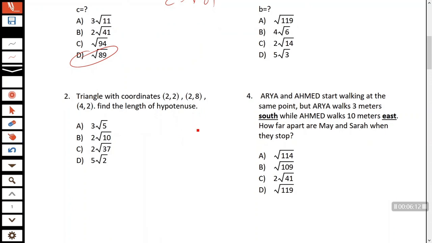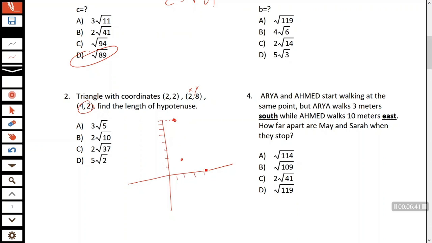Okay, here's an interesting question. The triangle with coordinates. So you need to remember the coordinate plane. Let's draw a coordinate plane here. It will not be perfect, maybe. Okay, (2, 2). Where is the 2, 2? It's here and here. Let's say 1, 2, 1, 2, 2.2. Let's say it's here. And (2, 8). The x is 2, y is 8. 1, 2, 3, 4, 5, 6, 7, 8.